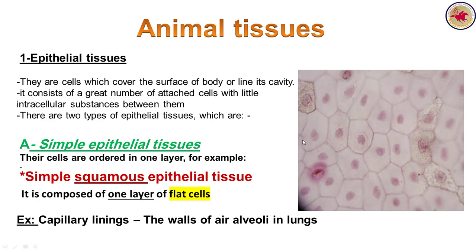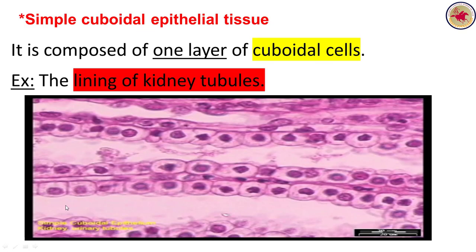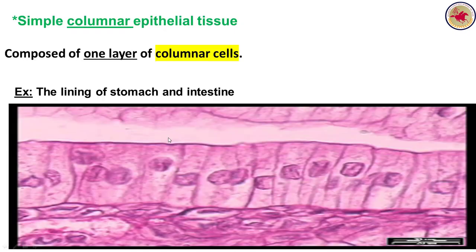As you see here, it is used in lining the capillary tubes in blood circulation, and the walls of air sacs inside the lungs used in air exchange are also lined with simple squamous epithelium. Simple cuboidal is shaped like cubes, present in kidney tubules.